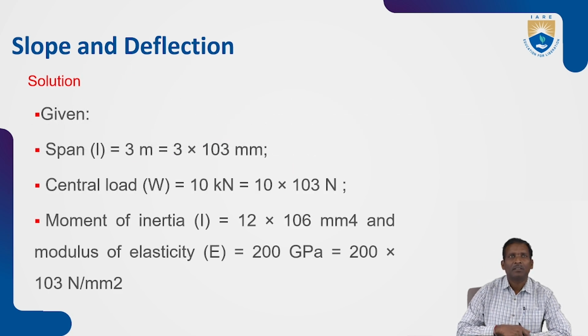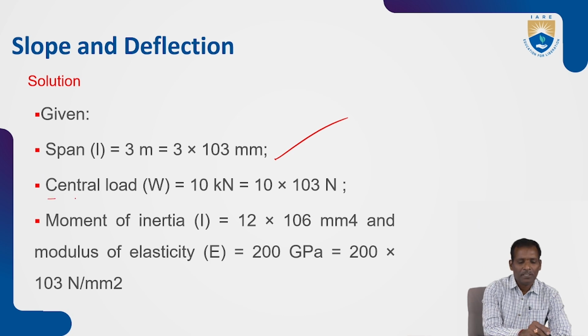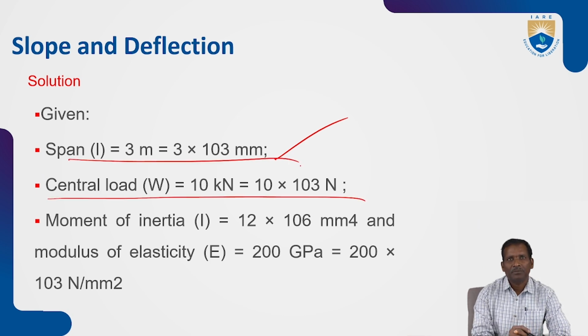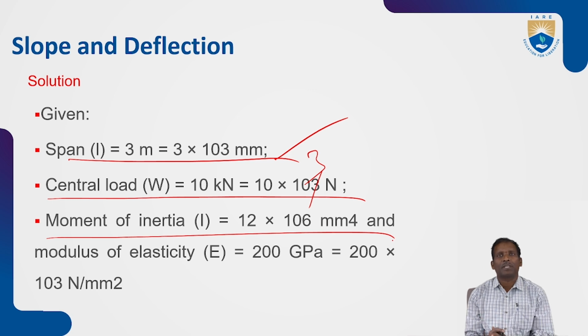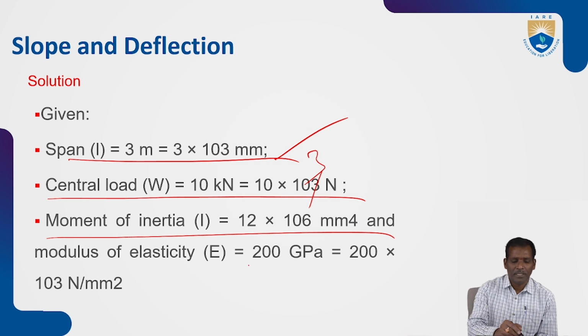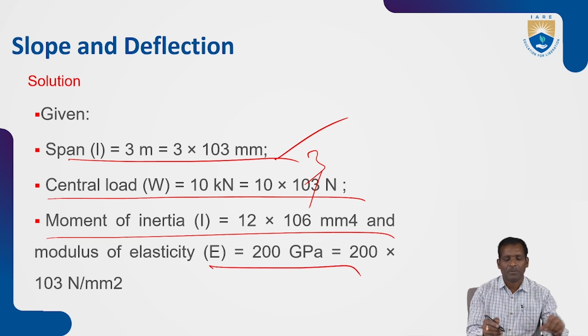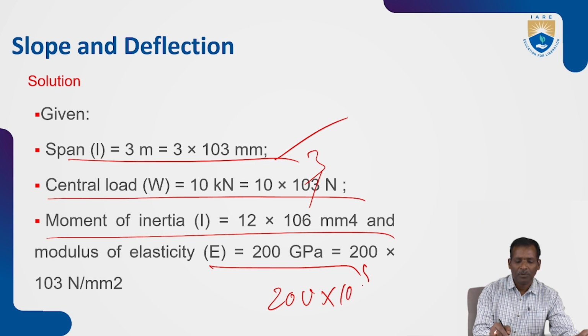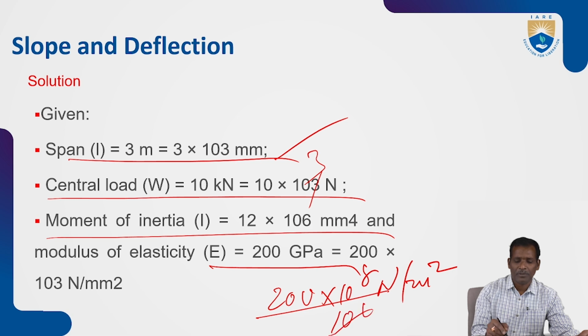See, the solution is: the given length is 3 meters, the central load is 10 kilonewtons, that is 10 into 10 to the power of 3 newtons. The moment of inertia is 12 into 10 to the power of 6 mm⁴. And the modulus of elasticity E, given as 200 gigapascal, is converted into N/mm². 200 gigapascal is 200 into 10 to the power of 9 newton per meter square, and then divided by 10 to the power of 6 to convert into mm².